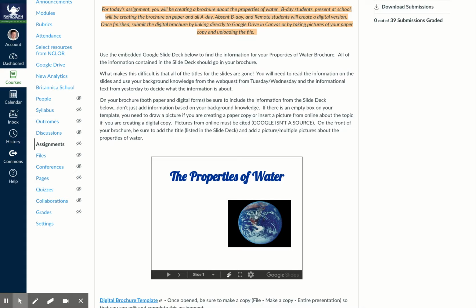Yesterday, you read the text in the workbook that goes along with properties of water and created a set of Cornell notes on that topic. And today we're going to take this a little step further, and you're going to create a brochure on the properties of water. You have a template that I provided for you.